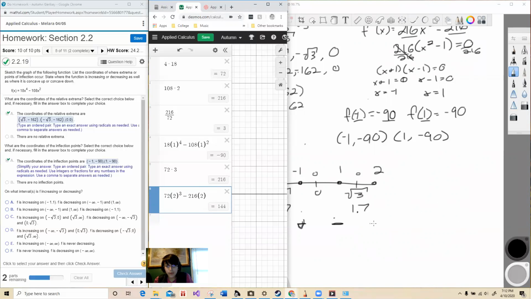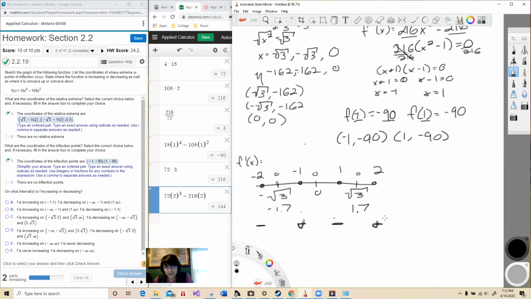And +144. So we have a positive here. So remember, these are changing at these points, and it's going from where it's negative, it's going to be decreasing, increasing, decreasing, increasing. So it looks a little like that, but a little smoother.